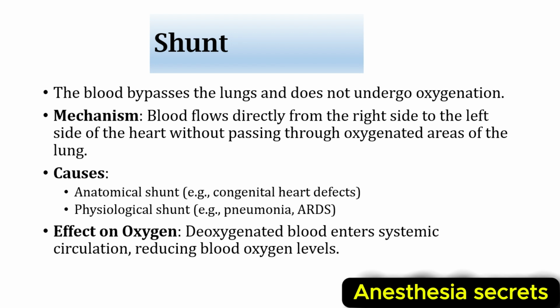On the physiological shunt, for example, in severe pneumonia, there is a consolidation in the alveoli where the blood flow is directed through non-ventilated or fluid-filled areas, and this will result in shunting of the blood. The blood will pass this area without being oxygenated.